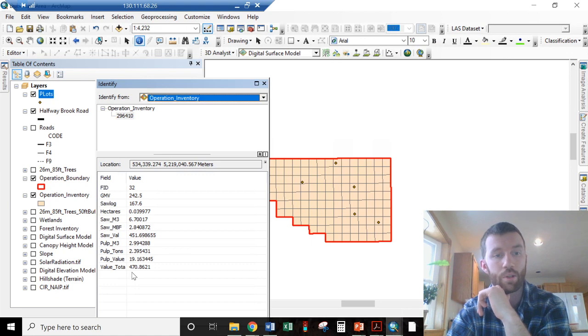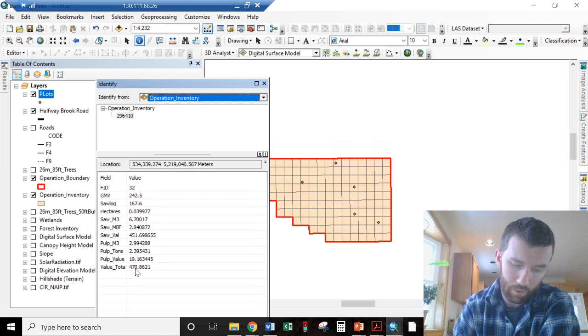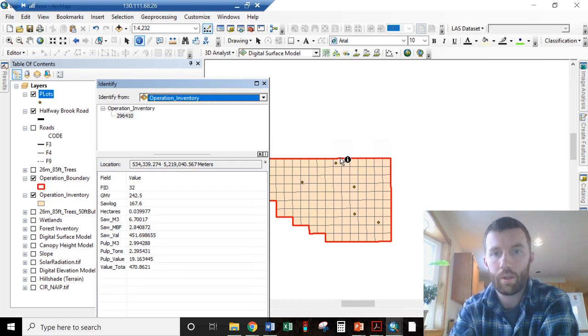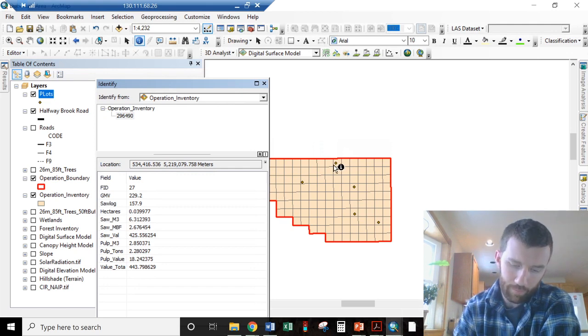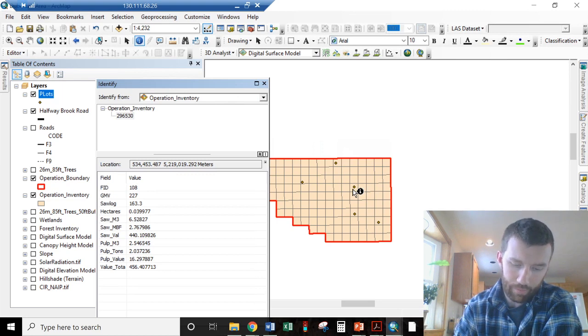First, we need to get an average of these total volumes. So I'm going to write down every one of these. So 470.86. Go to the next one and make sure I'm just getting one. And that's 443.80. That's 456.41.